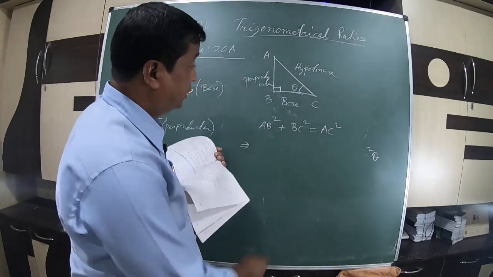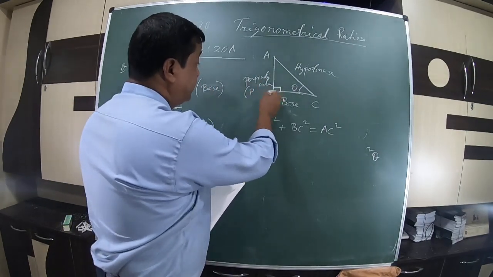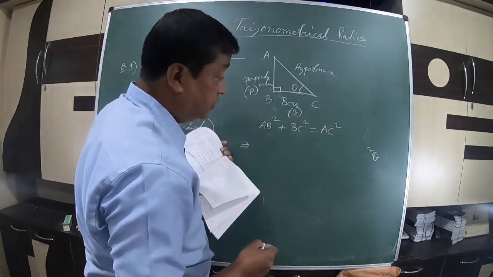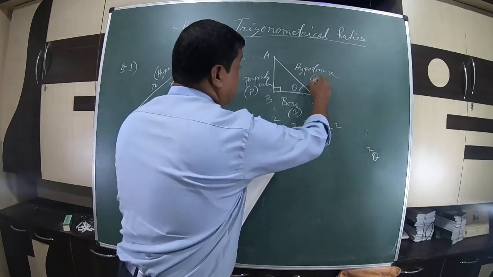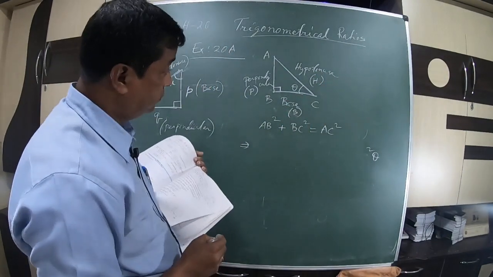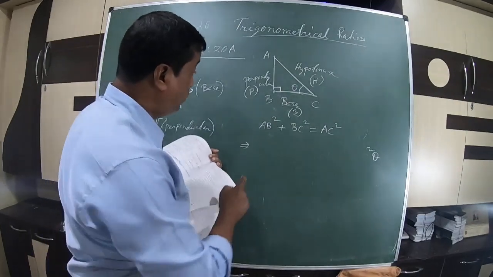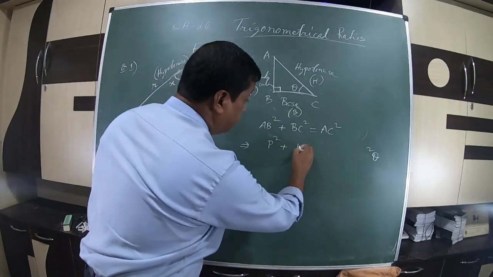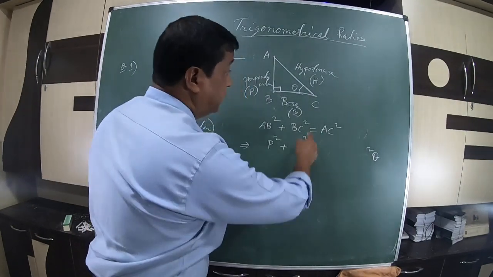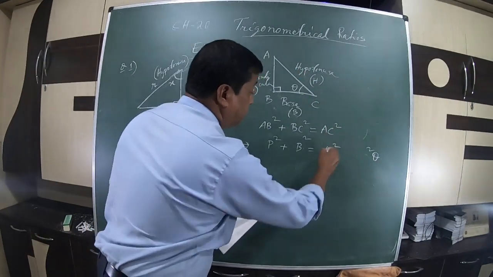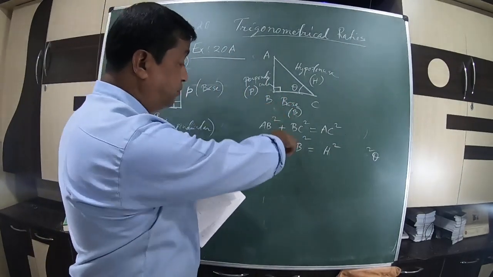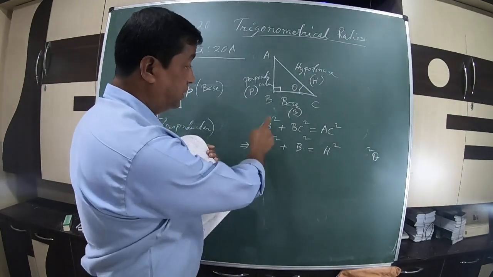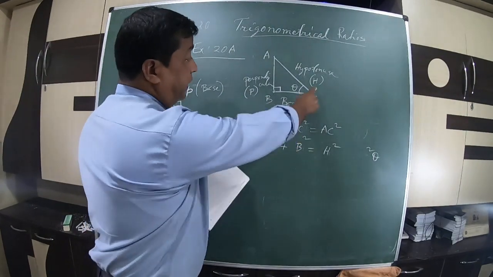Now what is AB? You can write, this one is perpendicular P, base is B, H is hypotenuse. We have taken like this. Now AB is P square, BC is B square, AC is H square. So I am just replacing these sides by the letters I have taken: P for perpendicular, B for base, and H for hypotenuse.